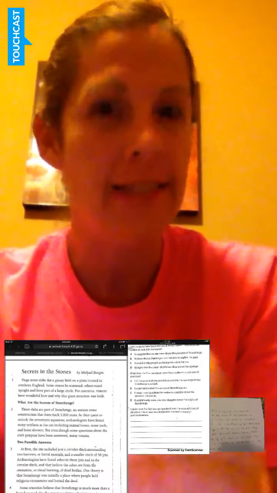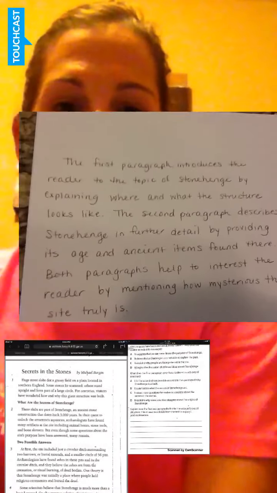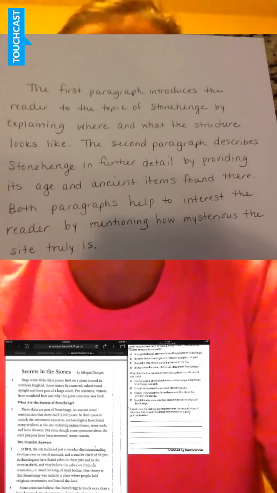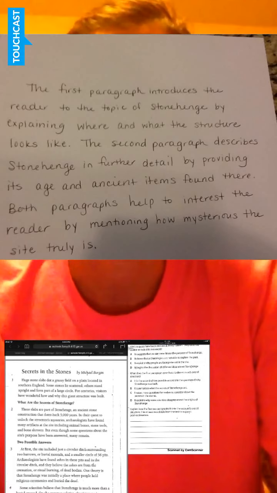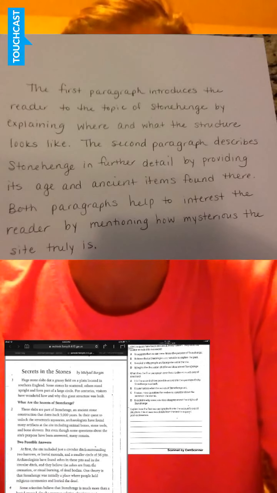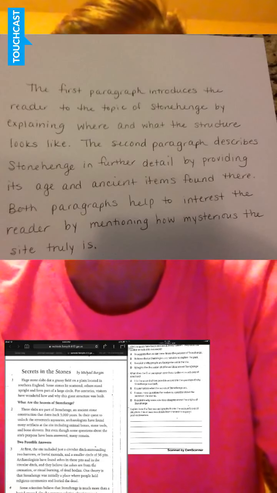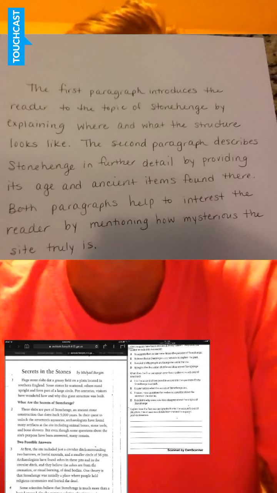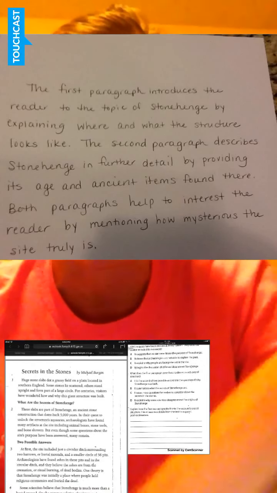So what I'm going to show you is what I'm looking for, and this is an exemplary response. I'm going to pull it up and read it out loud to you, and you can use this as a model for your constructed response on your formative. What I did was I first talked about the first paragraph. The first paragraph introduces the reader to the topic of Stonehenge by explaining where and what the structure looks like. The second paragraph describes Stonehenge in further detail by providing its age and ancient items found there. Both paragraphs help to interest the reader by mentioning how mysterious the site truly is.